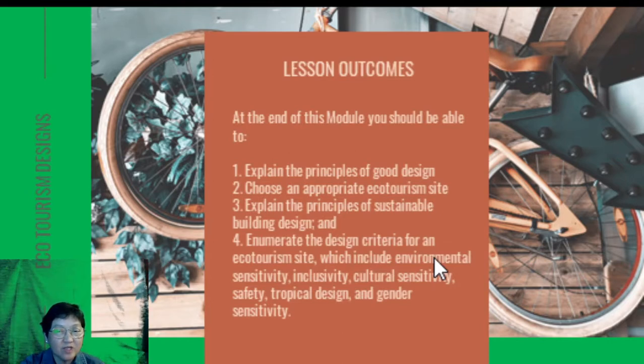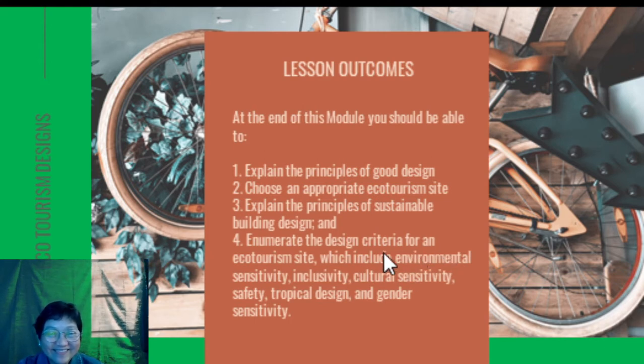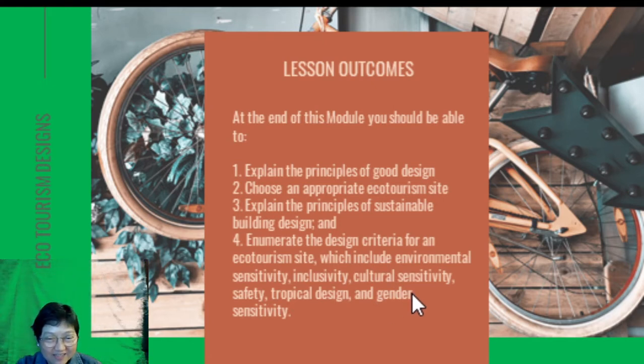At the end of this module, you should be able to: 1. Explain the principles of good design. 2. Choose an appropriate ecotourism site. 3. Explain the principles of sustainable building design. 4. Enumerate the design criteria for an ecotourism site, which include environmental sensitivity, inclusivity, cultural sensitivity, safety, tropical design, and gender sensitivity.